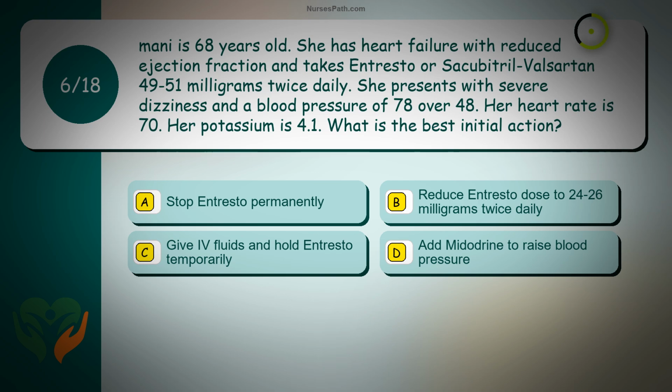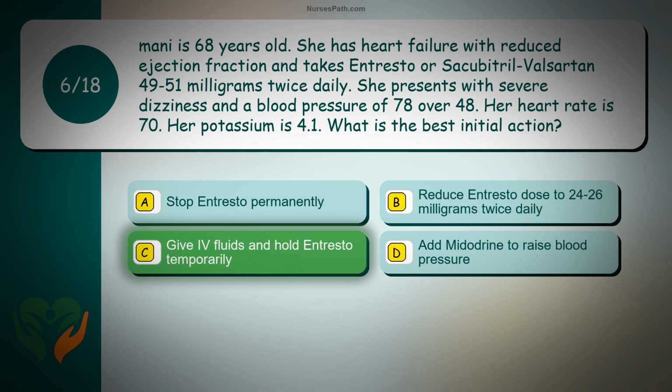Option A, stop Entresto permanently. Option B, reduce Entresto dose to 24 to 26 mg twice daily. Option C, give IV fluids and hold Entresto temporarily. Option D, add midodrine to raise blood pressure. The correct answer is option C, give IV fluids and hold Entresto temporarily.